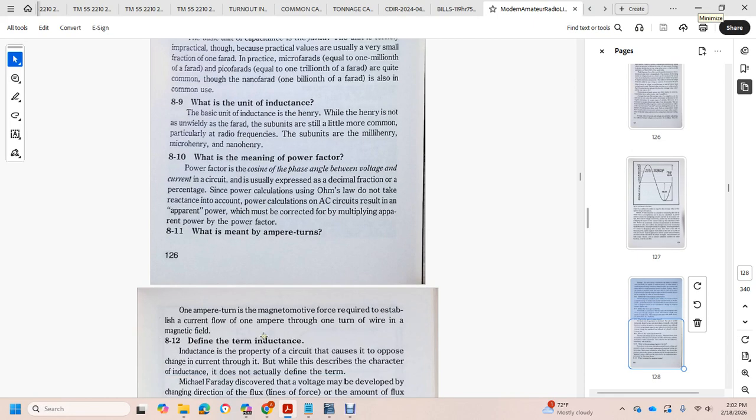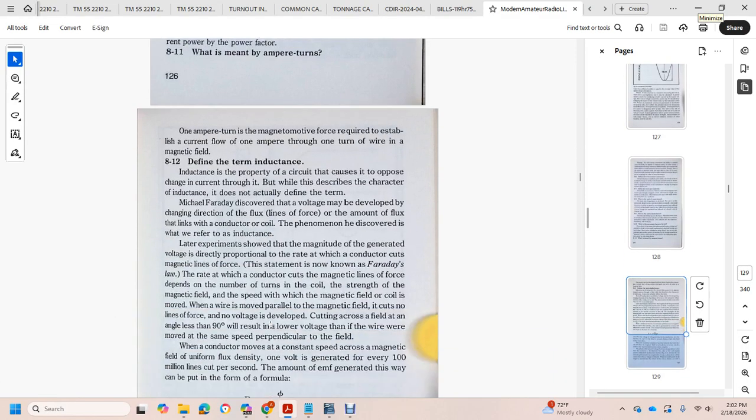The meaning of ampere turns: 1 ampere turn is the magnetic force required to establish the magnetic field of a current flow of 1 ampere through 1 turn of wire.